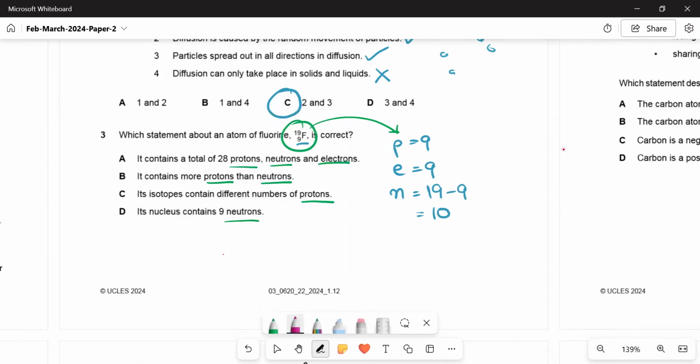Option 1 is option A. It contains a total of 28 protons, neutrons, and electrons. So if we add them together, 9 protons, 9 electrons, and 10 neutrons, that makes 28. So option A is correct.